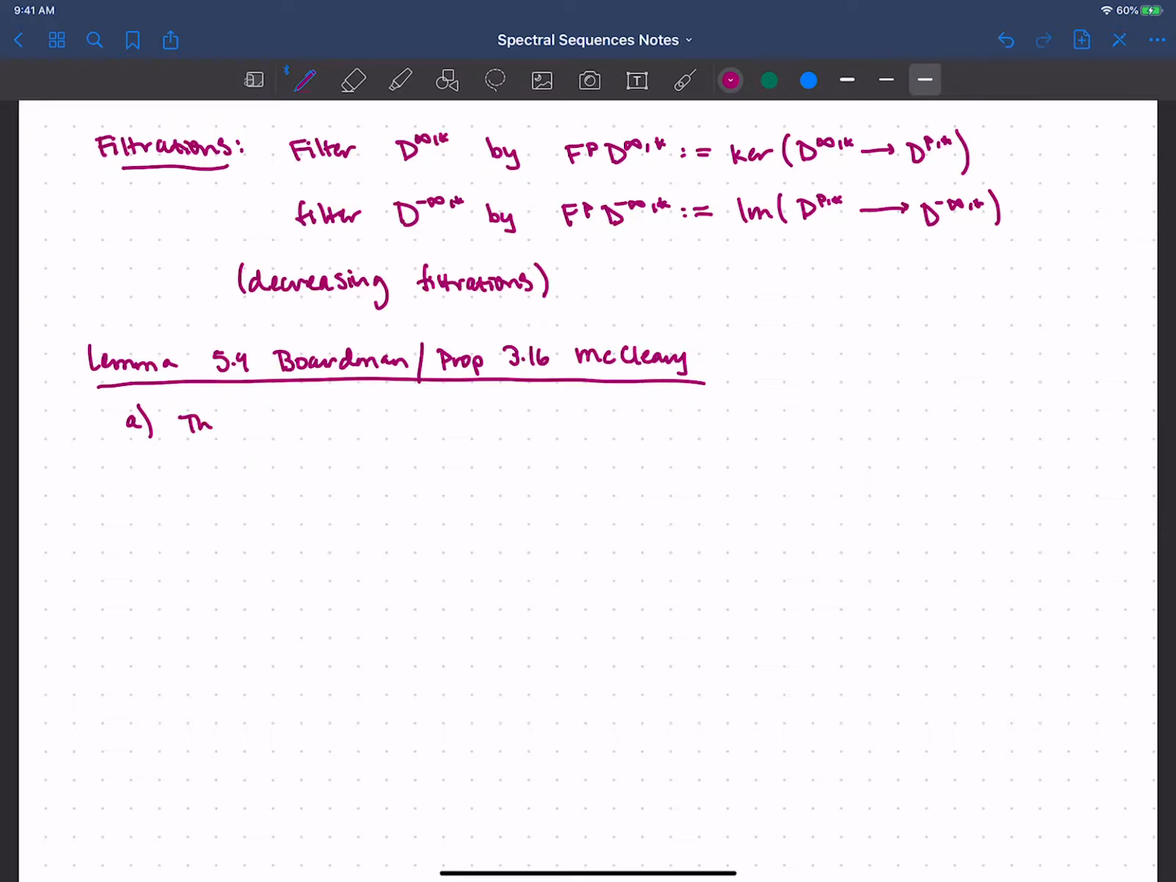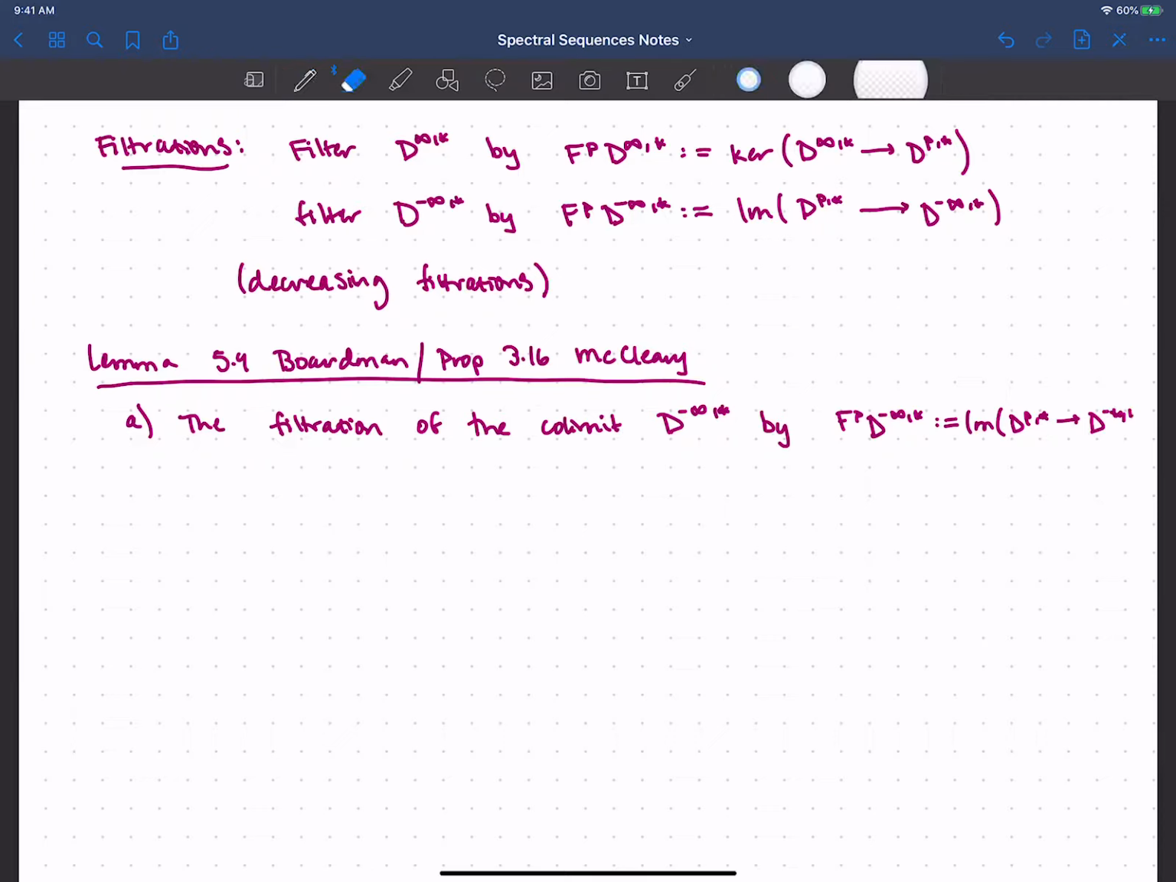Well, the first thing is that if we look at the filtration of the colimit, and I will say one thing I appreciate about Boardman's paper is that he keeps reminding you which one is limit and colimit. So that's our d minus infinity star. This is the thing that should be the homology of some filtered space, or 0 if we're doing cohomology. So the filtration by, well, what did we just filter it by? We said F_p d minus infinity star, the pth piece, is just the image of the map to the colimit for each piece.